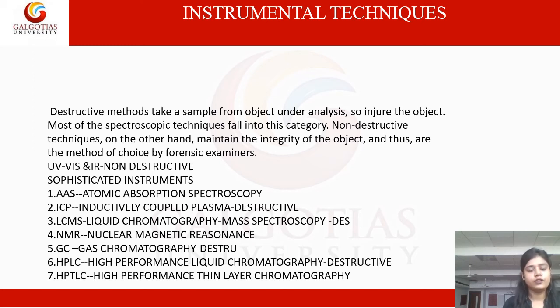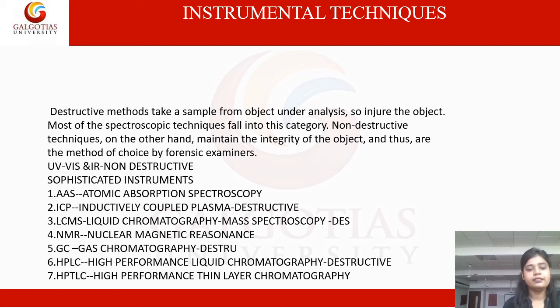Now let's move on to the sophisticated instruments which we commonly use. We have AAS, which is atomic absorption spectroscopy. We generally do inorganic analysis over it. Then we have ICP, which is inductively coupled plasma, again for inorganic analysis. Then we have LCMS, which is liquid chromatography mass spectroscopy. This is a destructive technique in which we analyze organic compounds. We have NMR, nuclear magnetic resonance. Then we have gas chromatography, which is used for the volatile components and is also a destructive technique.